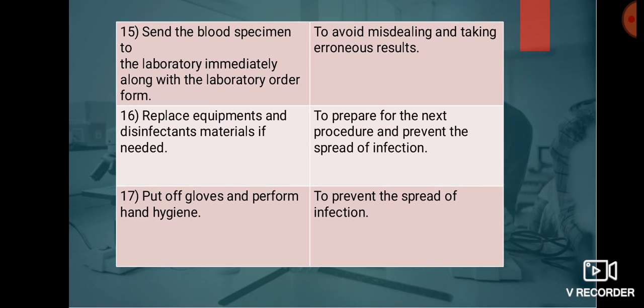Send the blood specimen to the laboratory immediately along with the laboratory order form to avoid mix-ups and erroneous results.